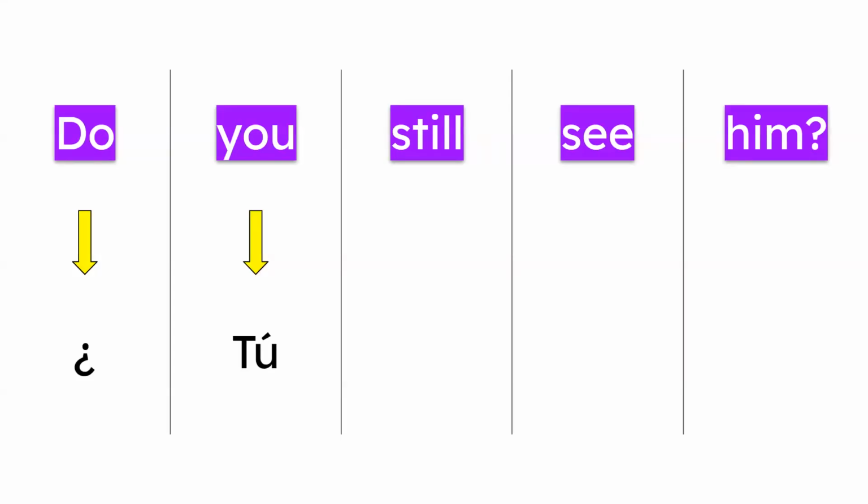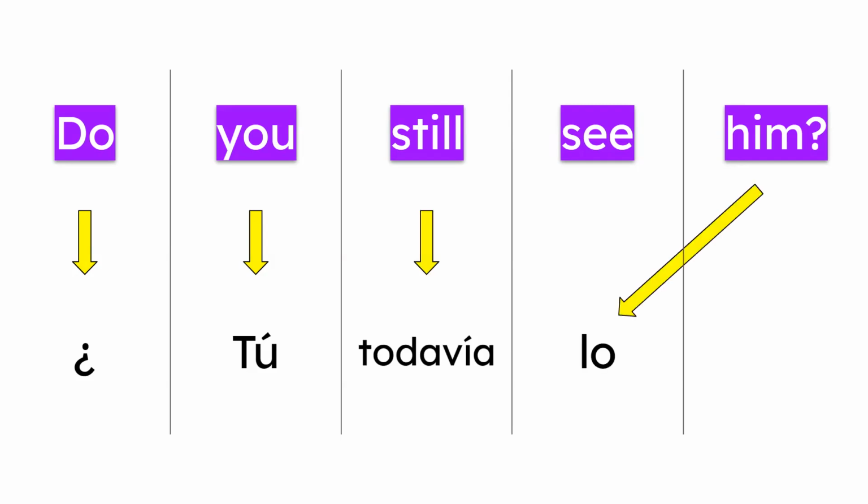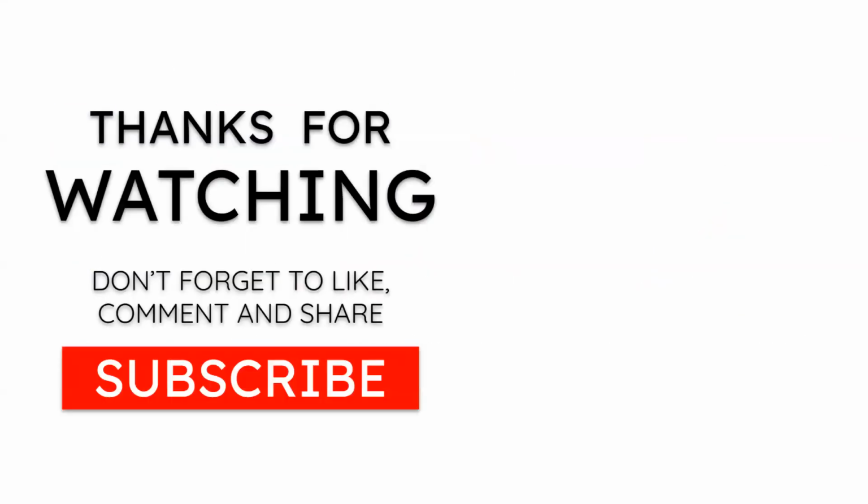Tú, still, todavía, todavía lo ves. ¿Tú todavía lo ves? I cannot believe that. ¿Tú todavía lo ves? That's right. And that's it for today's lesson. I'm very sure that now you understood how to use him in a sentence. Remember, this is translated by lo and is placed before the verb.